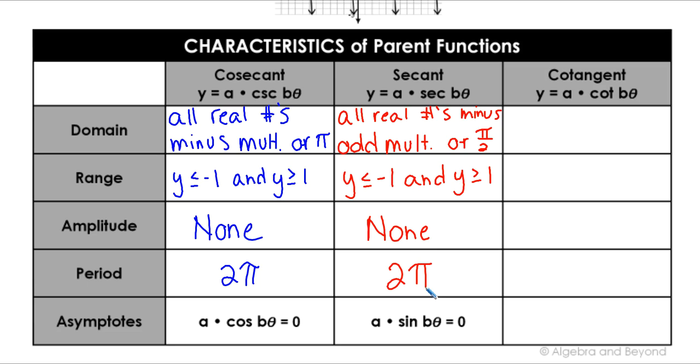And those asymptotes are going to change based on those transformations, and they're going to be when the value of a times the sine of b theta is 0. So that's what's going to create asymptotes on our graph. Okay, and then our cotangent graph.